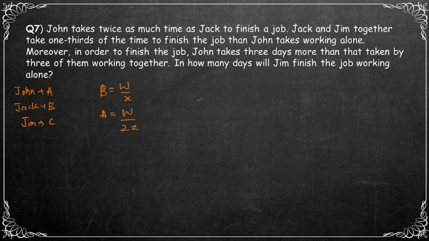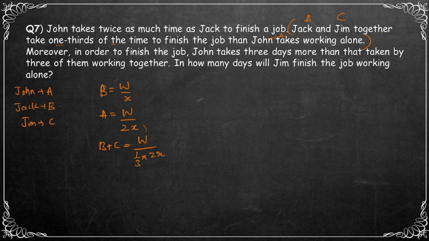Now Jack and Jim together take 1/3 of the time to finish the job than John takes working alone. Jack is B, Jim is C, John is A. So B and C working together take 1/3 of the time taken by A. Time taken by A is 2x, 1/3 of it is 1/3 into 2x.